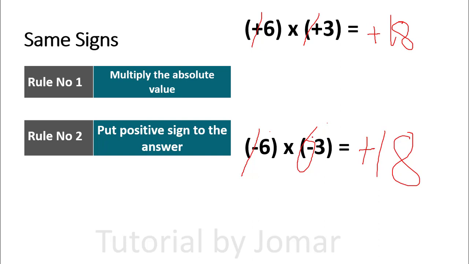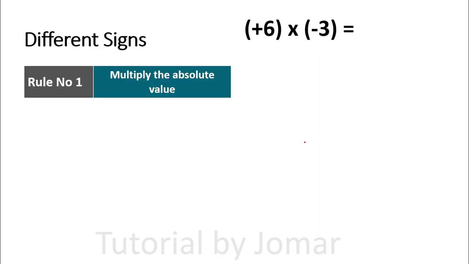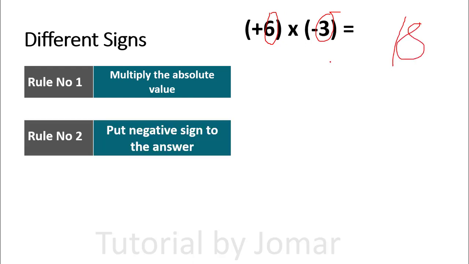Okay? Sana nagets nyo yan. Let's proceed sa different sign. Paano naman kapag magkaiba ang sign? Say for example, we have positive 6 times negative 3. So, rule number 1 natin, ganun pa din. I-multiply natin yung absolute value nila. We have 6 times 3 is 18. Kaiba yung sign, we have positive and negative. Ang gagawin natin is maglalagay tayo ng negative sign sa answer natin.